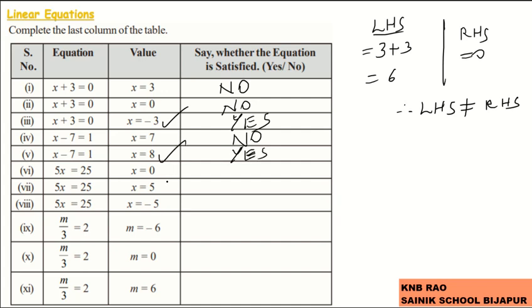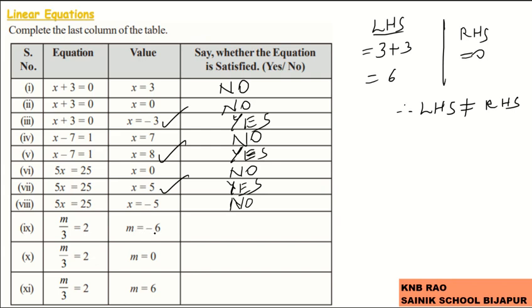yes. For 5x equals 25, where x equals 0, 5 times 0 is 0, and 0 cannot be equal to 25, it is no. And for x equals 5, 5 fives are 25, 25 equals 25, it is yes. Whereas x equals minus 5, 5 into minus 5 gives minus 25, and minus 25 cannot be equal to 25, so it is no.